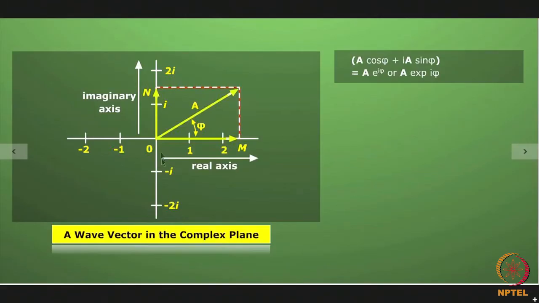Every scattered wave can be resolved into two components, one along the real axis and the other along the imaginary axis. For example, if this vector makes an angle phi with the real axis, then we can write this vector as A cosine phi plus i A sin phi. So, this quantity can be written as A e to the power i phi, or A exponential i phi.